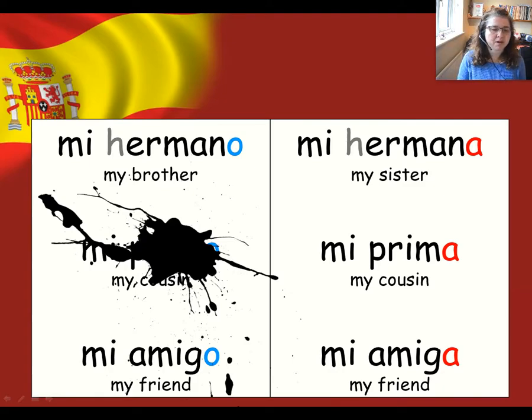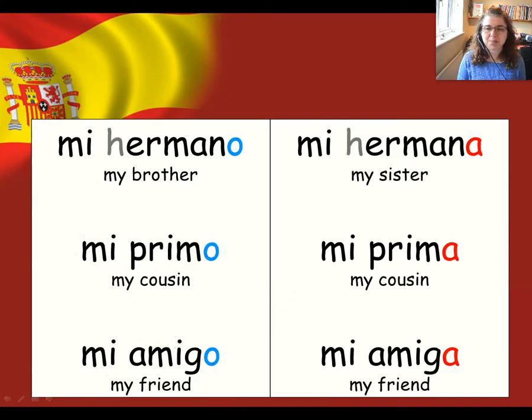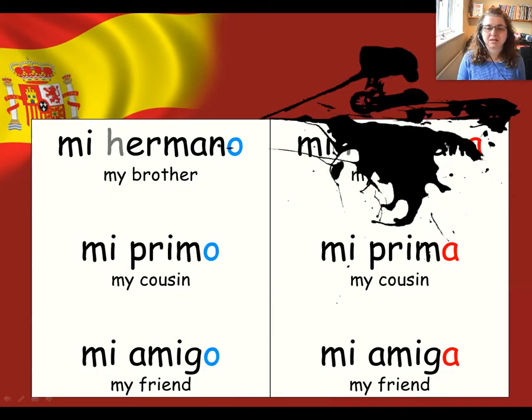Oh, which family word is missing? Which family word is being covered up by the ink blot? It's the word for a cousin who's a boy. Can you work it out? Mi primo. Uh-oh, another ink blot. It's covering up the word for sister. How do we say my sister? Mi hermana.